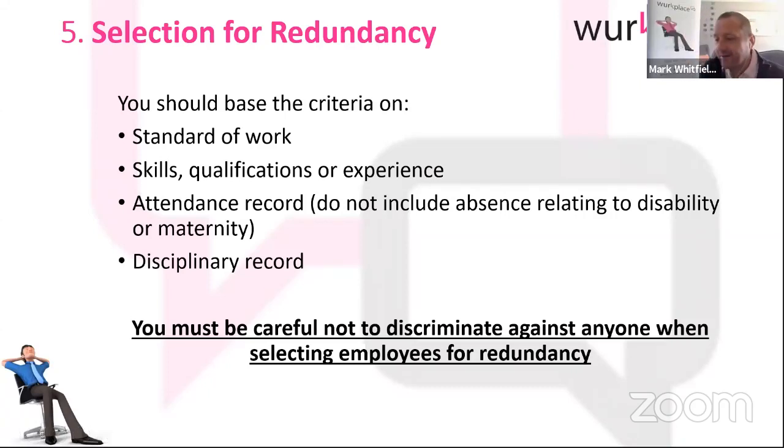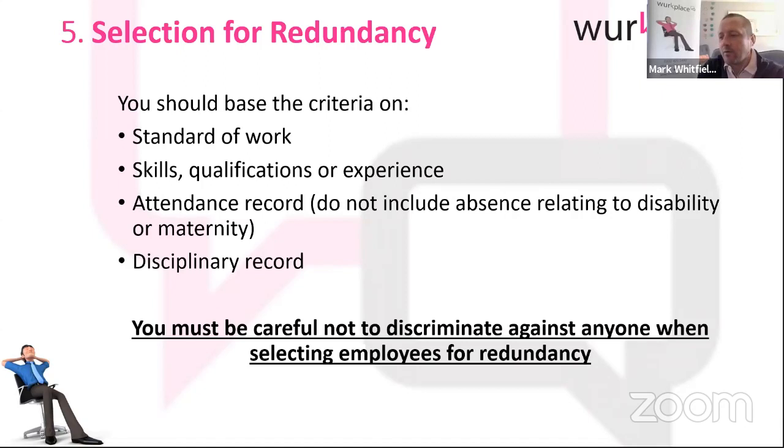So let's go to number 5, which is selecting employees for redundancy. So how do we do that? How can you do that? Good question. You must select employees for redundancy in a fair way, and you must not discriminate against any individuals or groups. It's good to use what we call a selection criteria, and this will help you choose which employees to make redundant.